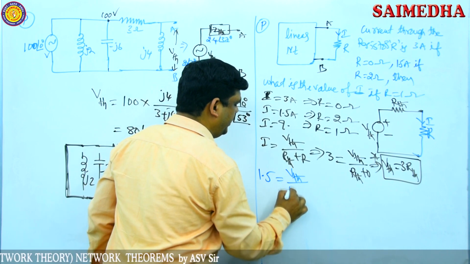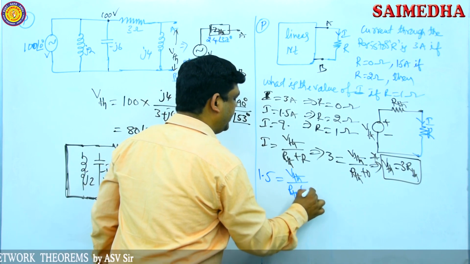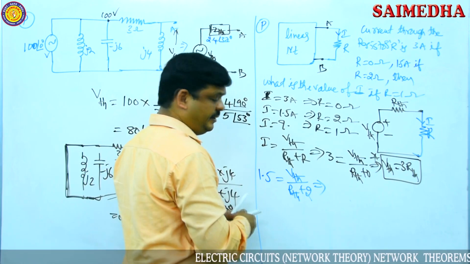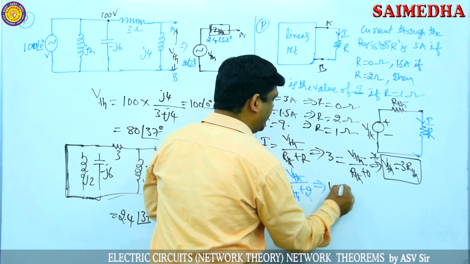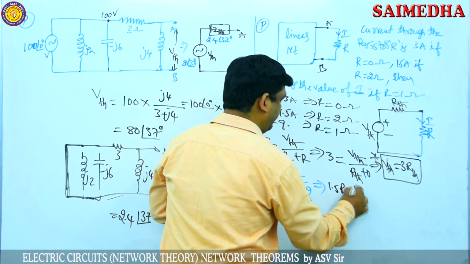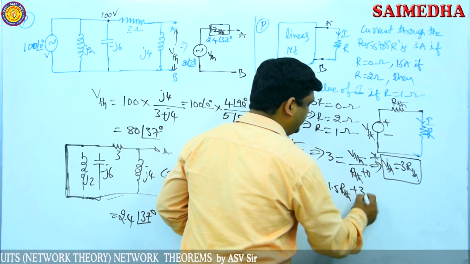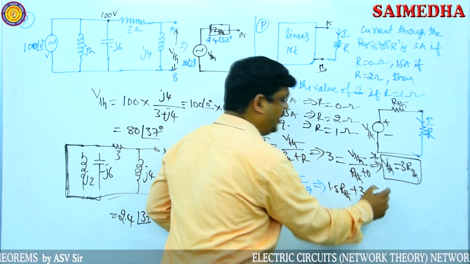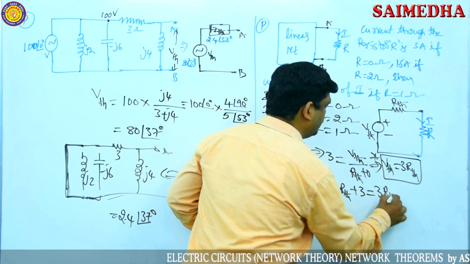V Thevenin by R Thevenin plus 2. Substitute in that, then multiply this side here. 1.5 R Thevenin plus 2 into 1.5, which is 3, is equal to V Thevenin. V Thevenin is nothing but, just now we got, 3 into R Thevenin. Substitute that value here.